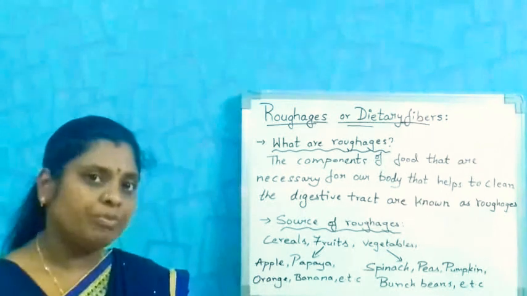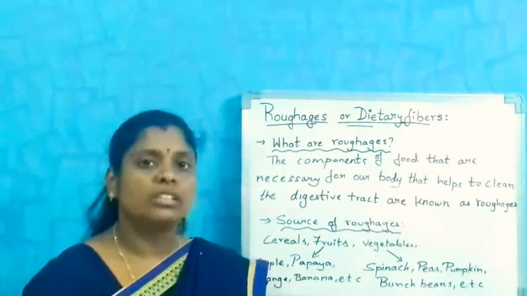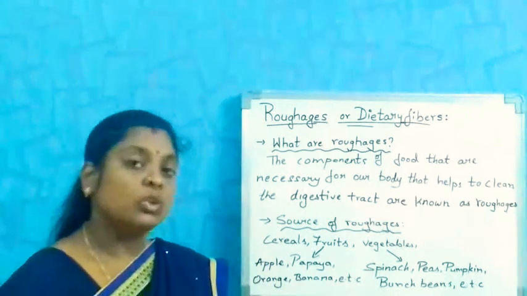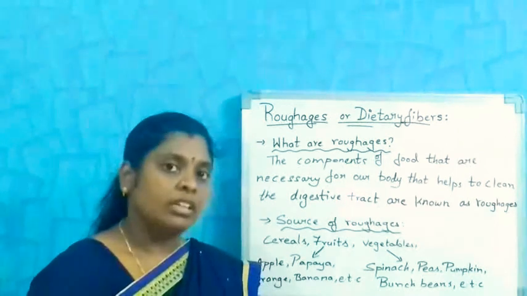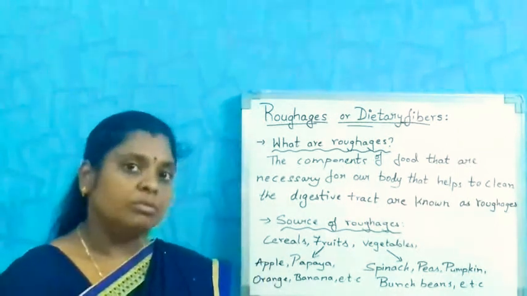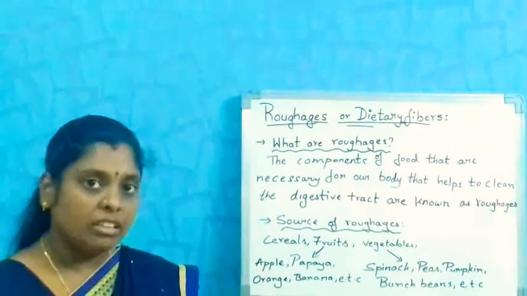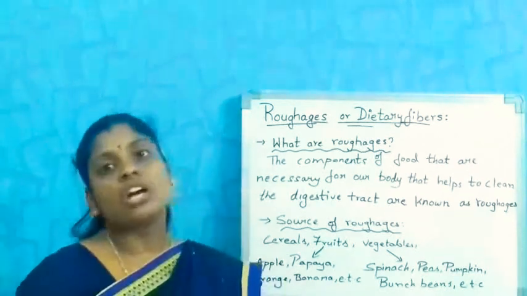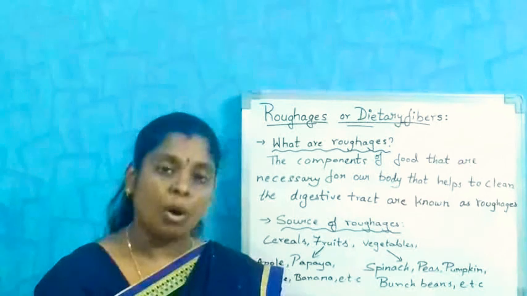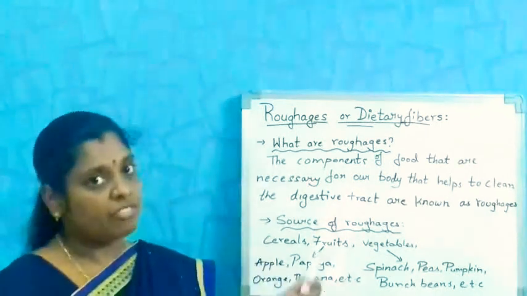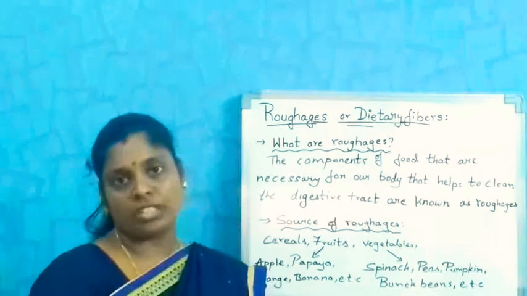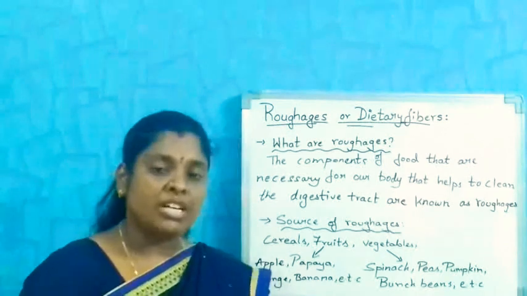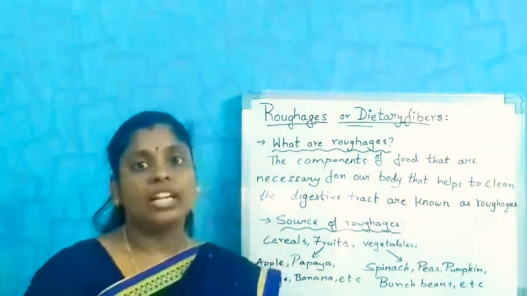Why? Because nowadays the farmers are spraying pesticides on the field. That's why it may harm. If we take it directly without cleaning, that may harm us. Before consuming it, whether fruits or vegetables, we must clean them properly. These roughages are rich in nutrition. So, we must include these roughages in our daily life.